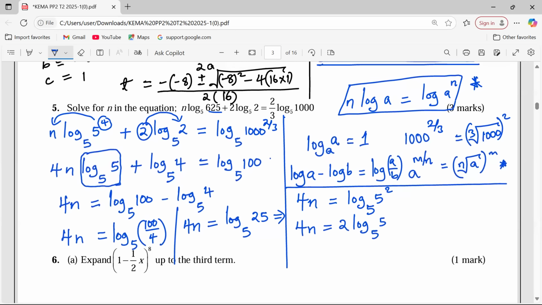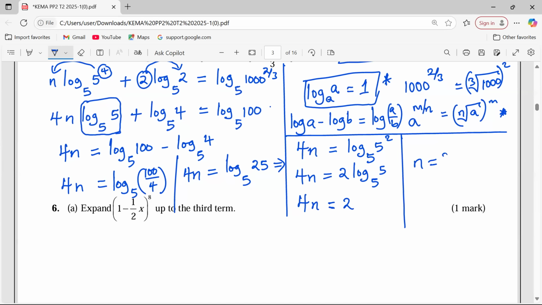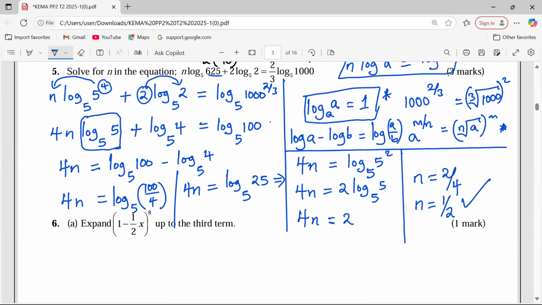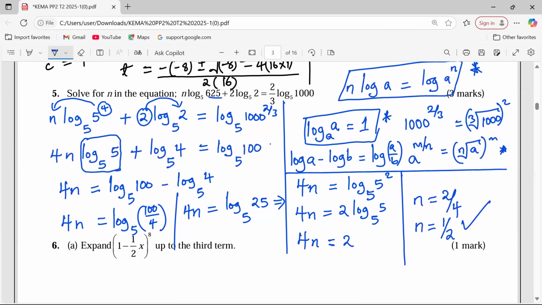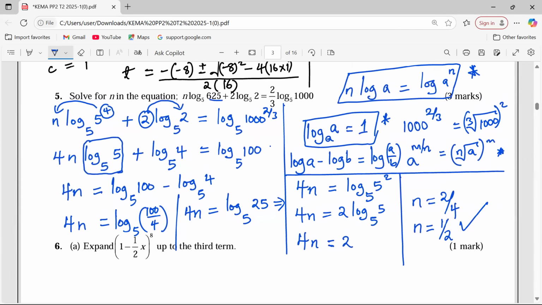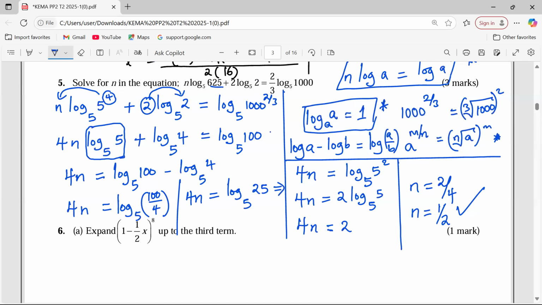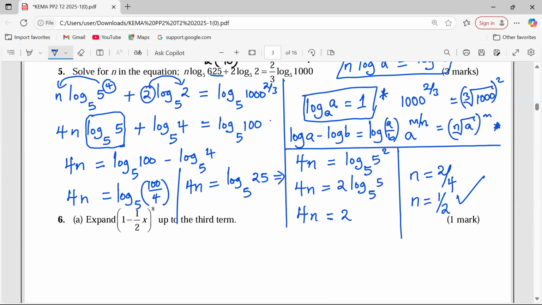If 4n equals to 2, then it means the value of n can be found by saying that n equals to 2 over 4. And n simplifies to half. This can also be written as 0.5, a decimal. So that's how we work out. It's a very interesting equation, a very interesting logarithm equation.